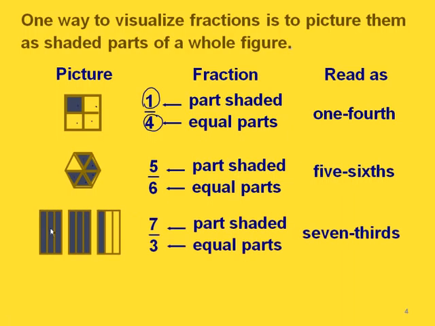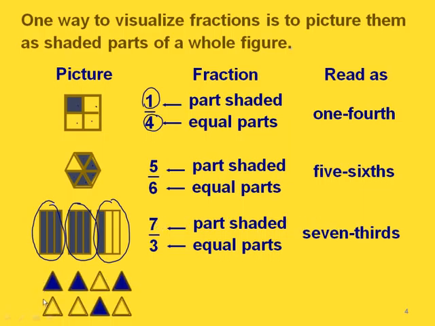And notice this is split actually into 3 different pictures. So we have one whole picture here, we have another whole picture here, and another whole picture here. So altogether, in each one of these pictures we have 3 equal parts. So that's going to be our denominator. And then the number of parts that are shaded out of the whole picture are 7. So that gives us a 7 for our numerator. This would be read as 7/3.